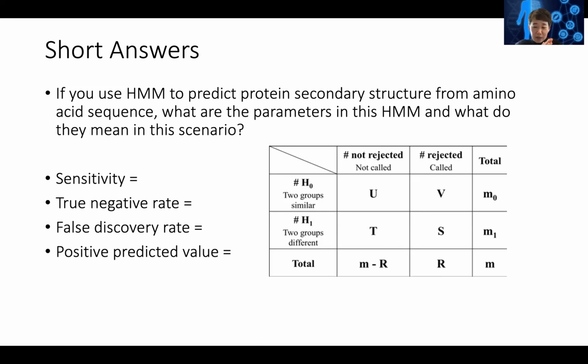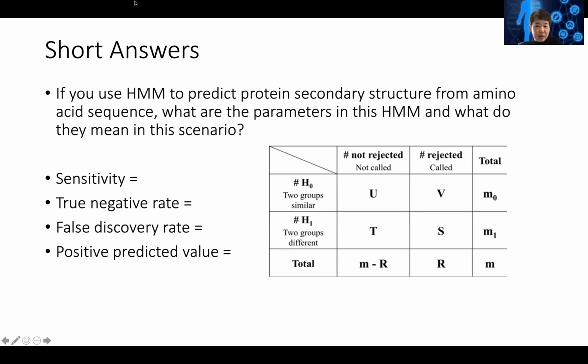What is the emission probability? The emission probability is, if you are in an alpha helix, what's the likelihood you are able to see the amino acid valine, glutamine, phenylalanine, and so on? If you are in the beta strand, what is the chance you are seeing an isoleucine or just a different amino acid, and so on? And so that's how you use a hidden Markov model for protein secondary structure prediction.